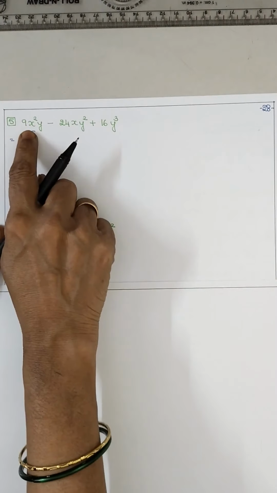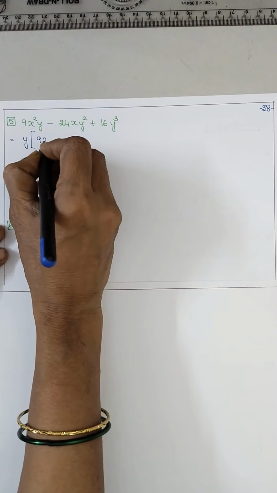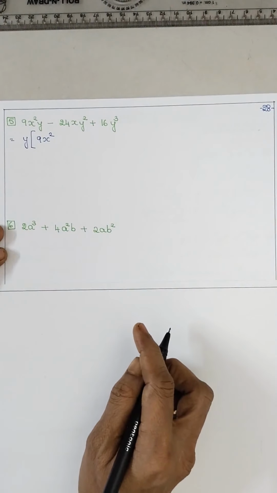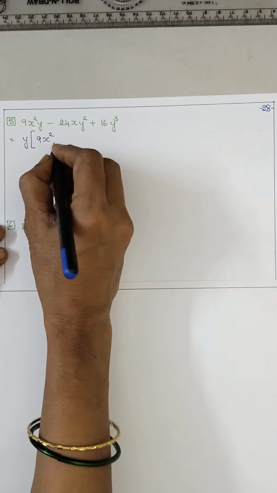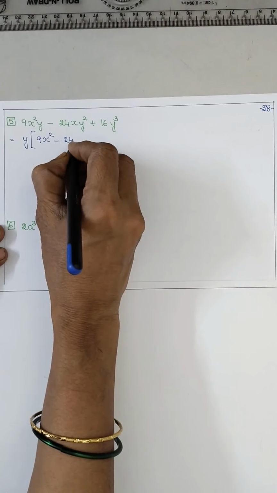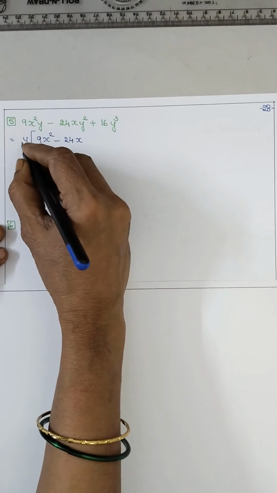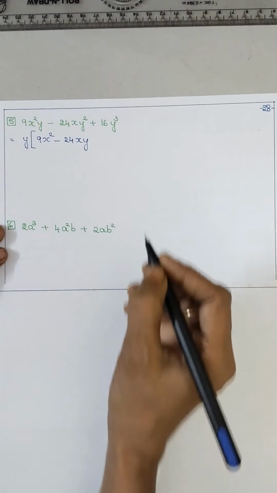You can write. Okay, now y is common, that is why take y outside. Now how much is remaining? 9x squared. Because we have taken y out, only 9x squared will be there. Minus 24xy squared. 1 y we have taken out, so only 1 y will be there.